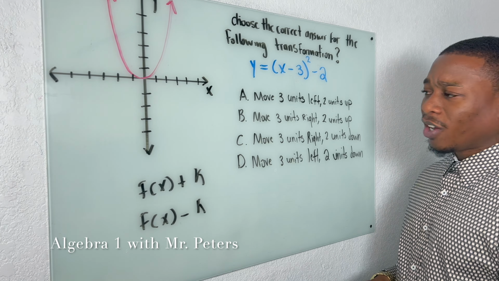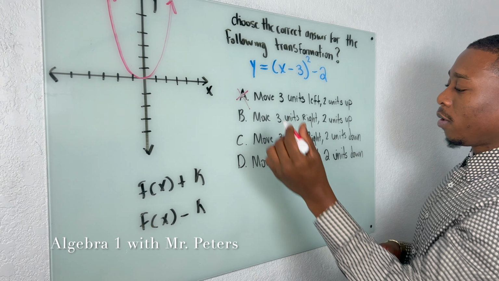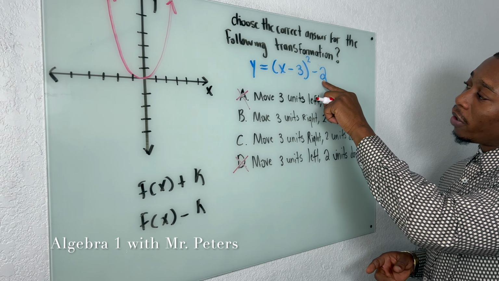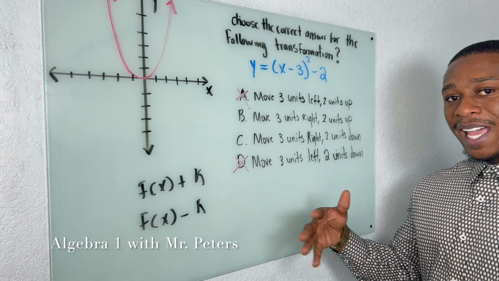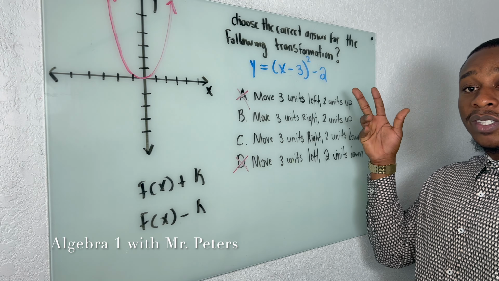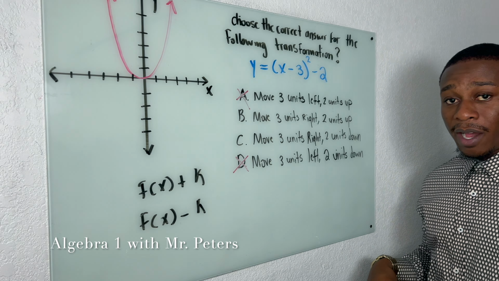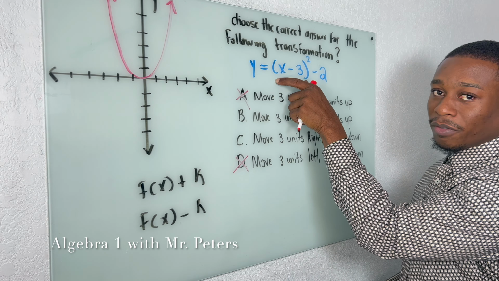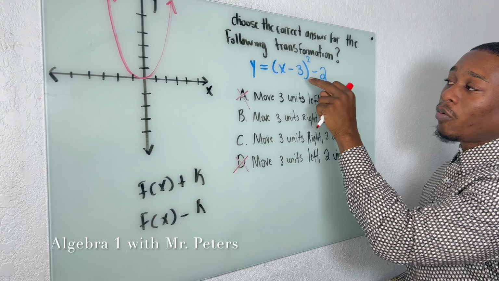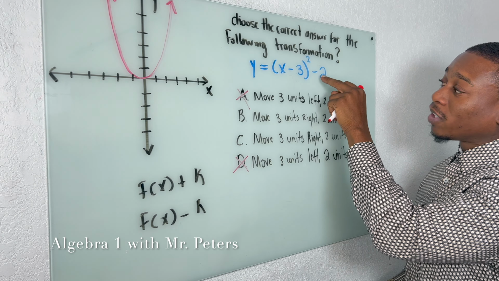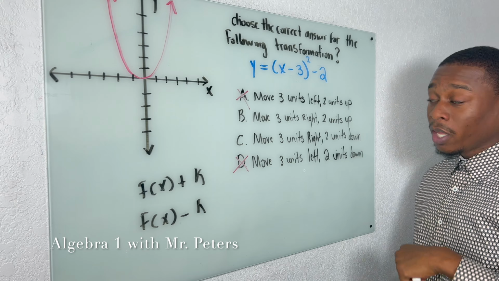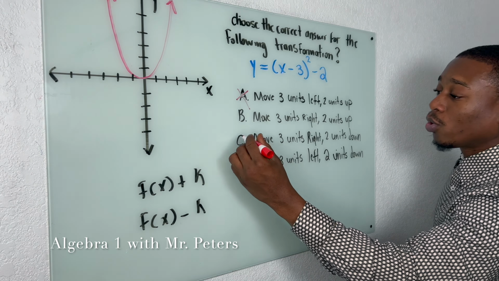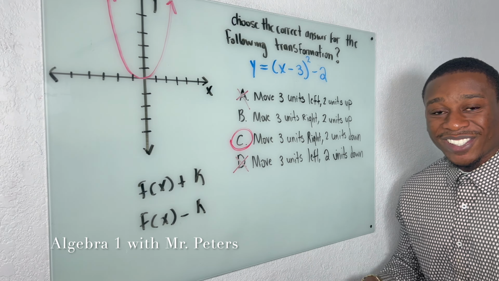That means A is gone because this is to the left. Let's see, D is gone because that's to the left. Now I look at the second part, and I know that if there's a number outside the parentheses, that means I'm going either up or down. And they want you to confuse this with the horizontal shift. These two rules don't apply the same way. If it's minus 2, that means we're going down. If it's plus 2, that means we're going up. So in this problem, because it's minus 2, that means we're going down, and our answer is going to be C.